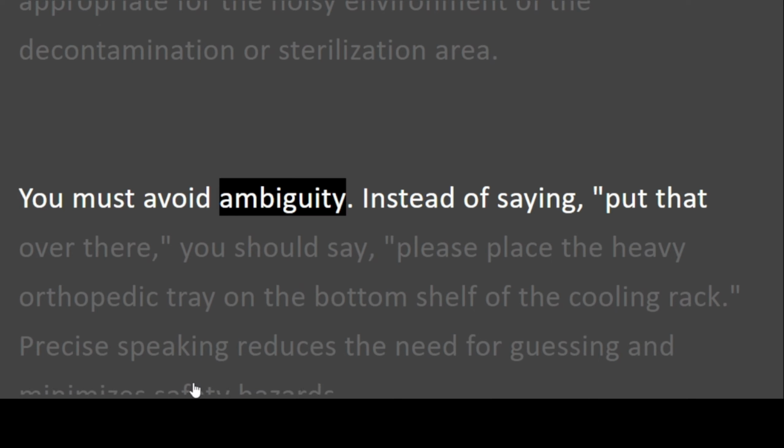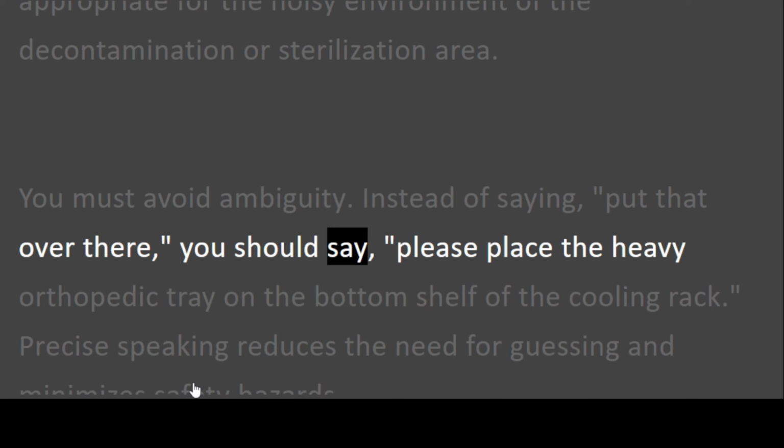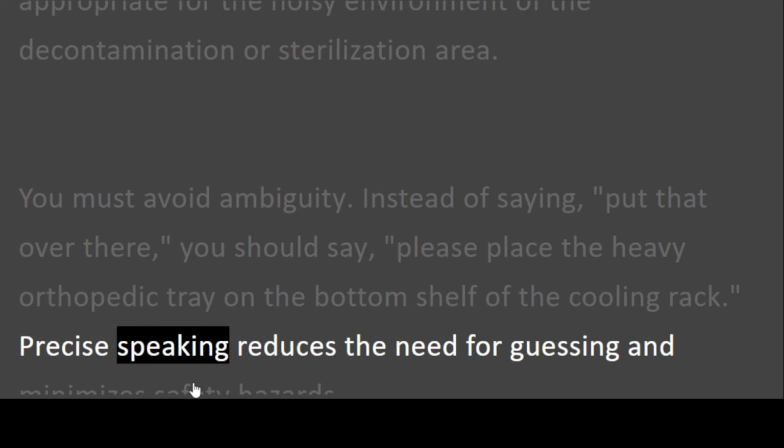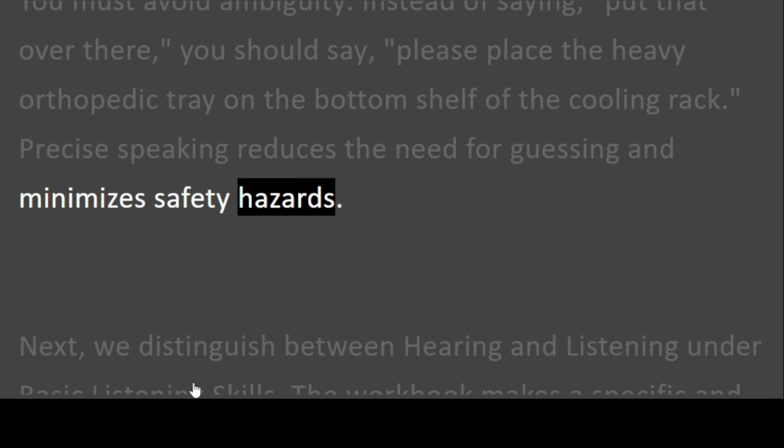You must avoid ambiguity. Instead of saying, "Put that over there," you should say, "Please place the heavy orthopedic tray on the bottom shelf of the cooling rack." Precise speaking reduces the need for guessing and minimizes safety hazards.